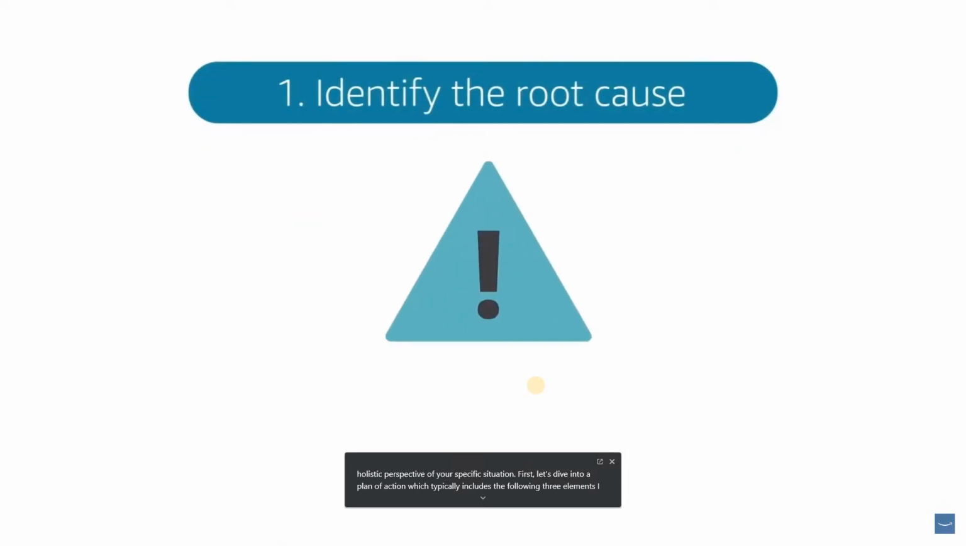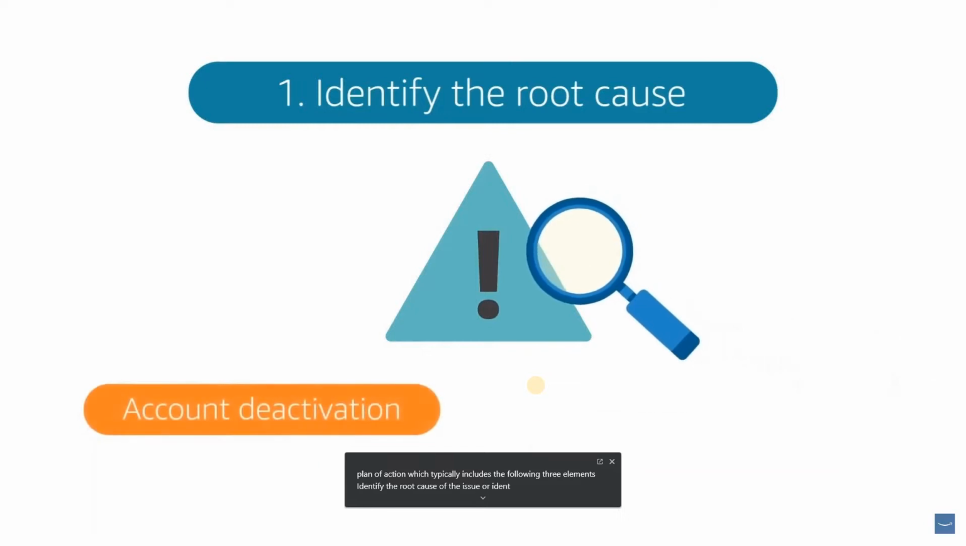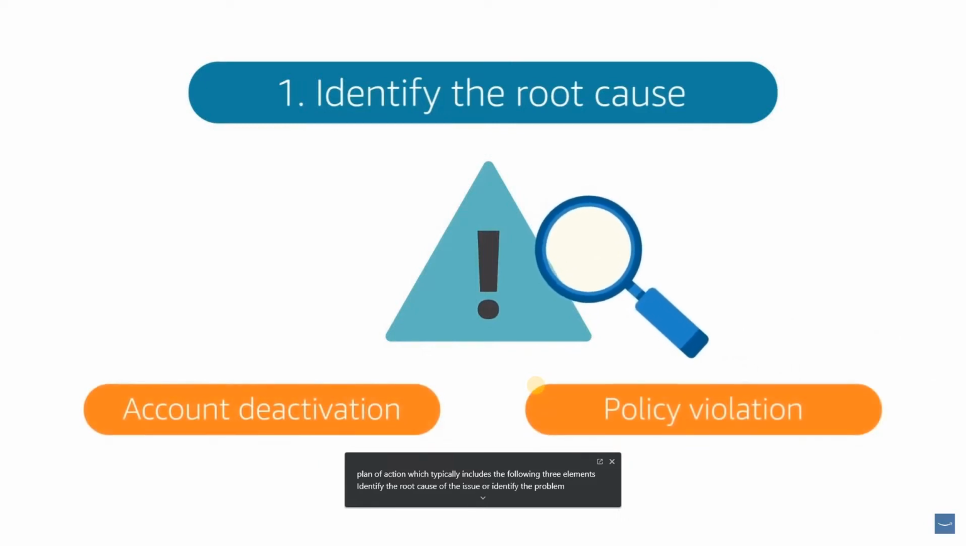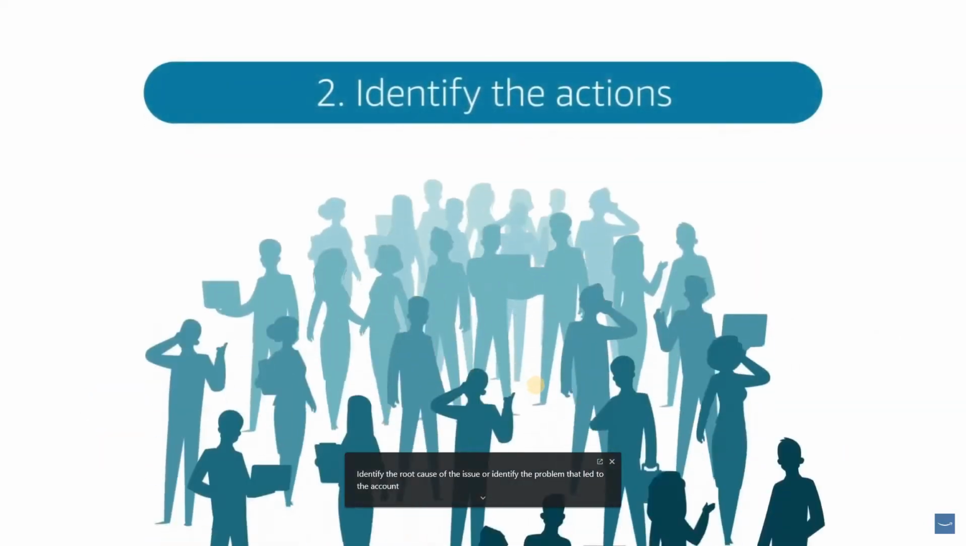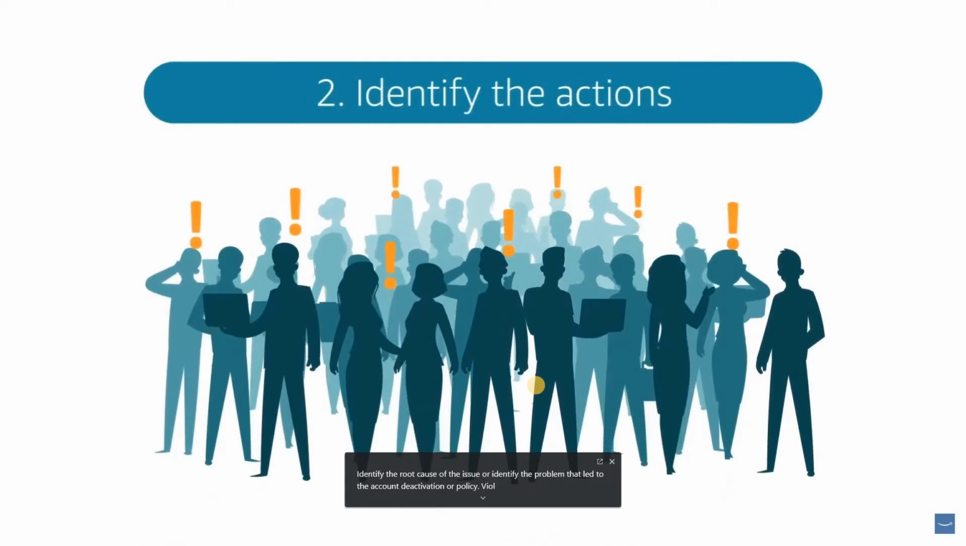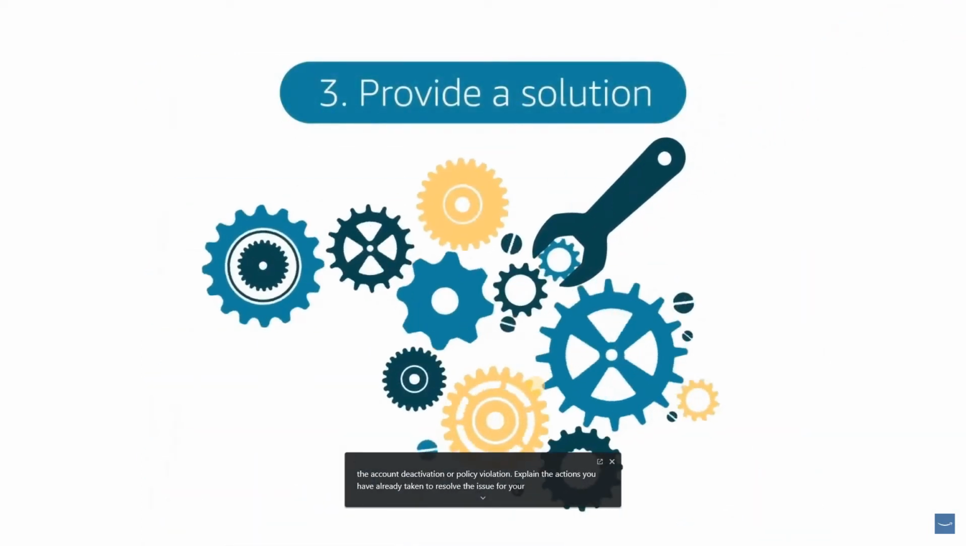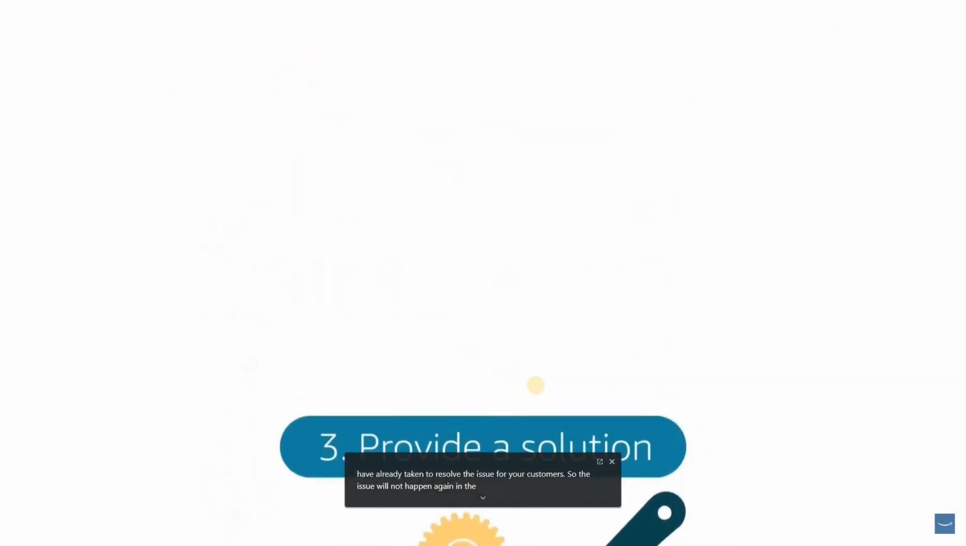First, let's dive into a plan of action, which typically includes the following 3 elements. Identify the root cause of the issue or identify the problem that led to the account deactivation or policy violation. Explain the actions you have already taken to resolve the issue for your customers. Provide a solution so the issue will not happen again in the future.